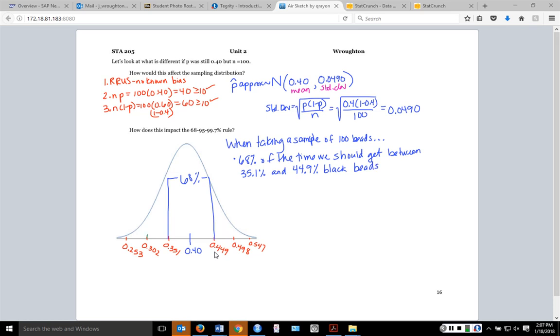When I go out my second standard deviation, again we'll get 95%. So 95% of the time, we should get between 30.2% and 49.8% black beads.